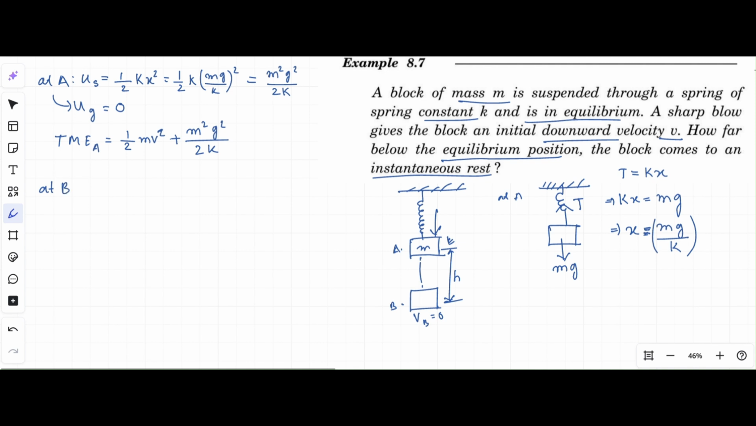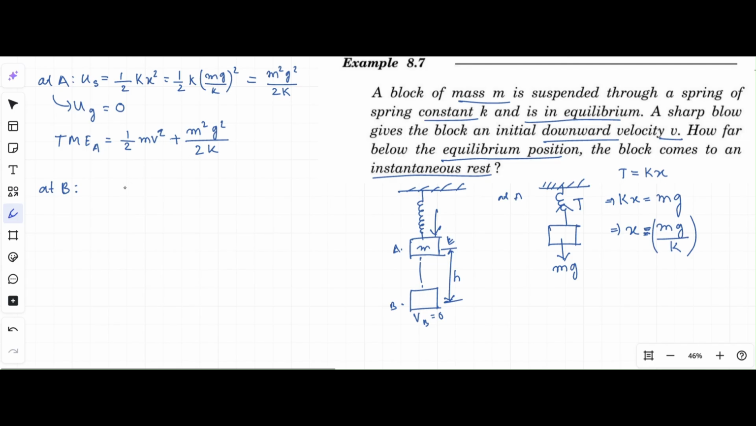Now our system reaches B. What happens at B? At B, the velocity will be equal to 0 because it comes to rest. We are finding what happens when the block comes to an instantaneous rest. The block comes to rest when the spring has reached its maximum elongation. That maximum elongation we are taking as h. So now we will calculate the sum of potential energy and kinetic energy at B.